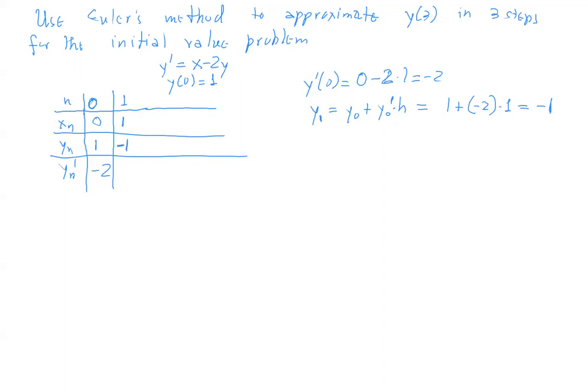And now again, the crucial step will be to find what the derivative is at y1. y1 prime will simply be x1 minus 2y1, from the differential equation. So that is going to be 1 minus 2 times negative 1, which is 3. So this will be 3. Questions, please.